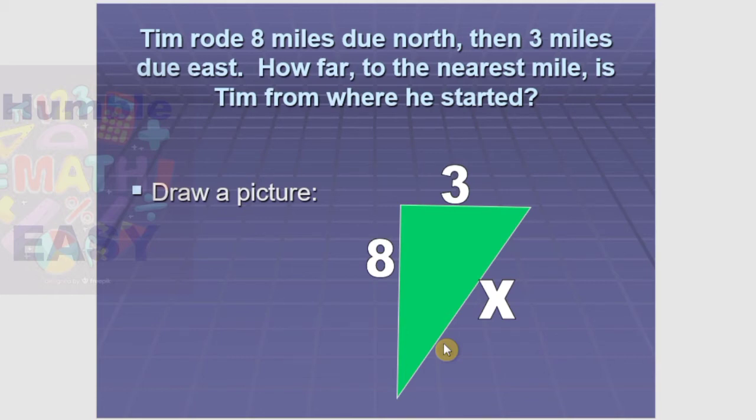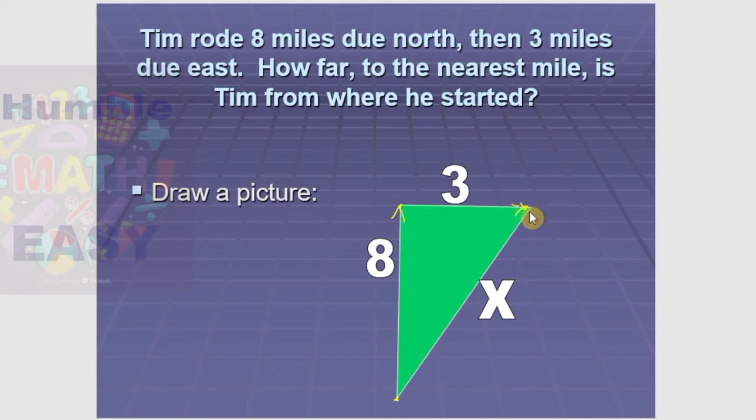Our next problem is Tim rode 8 miles due north, then 3 miles due east. How far to the nearest mile is Tim from where he started? So considering this is where Tim started his journey, he rode due north for 8 miles going upward, then after 8 miles he goes east, which is 3 miles. So we have that here.